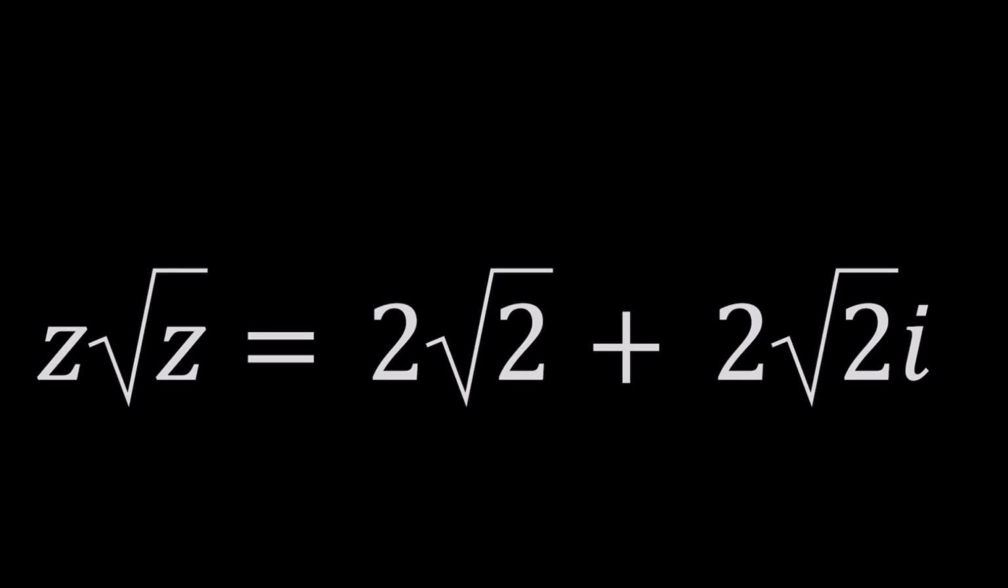This channel is all about complex numbers, and in this video we're going to be solving a radical complex equation. Radical equations are fun, complex equations are fun. Let's go ahead and mix it up. So we have z times the square root of z equals 2 root 2 plus 2 root 2i.